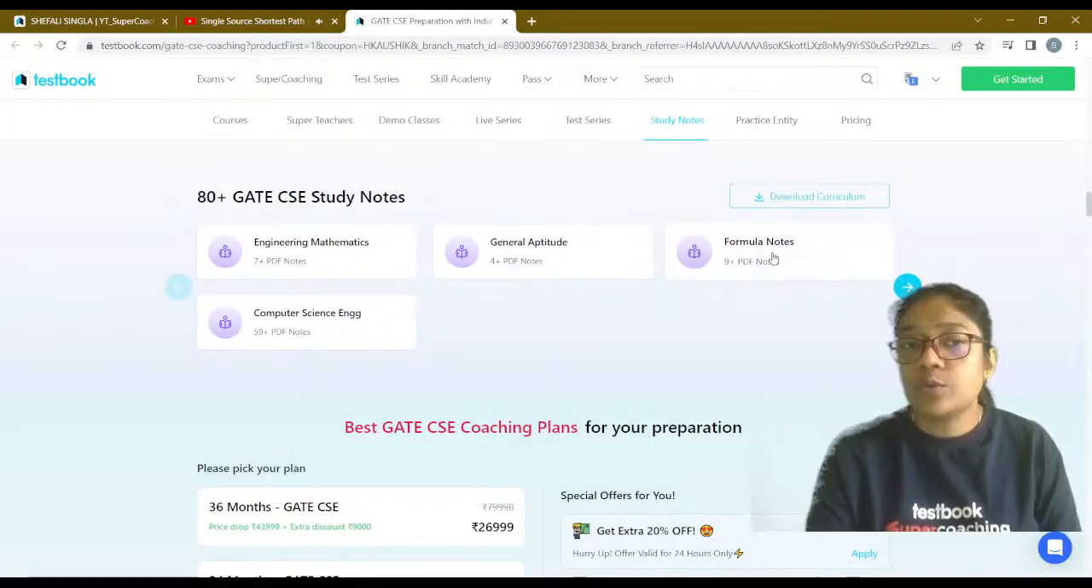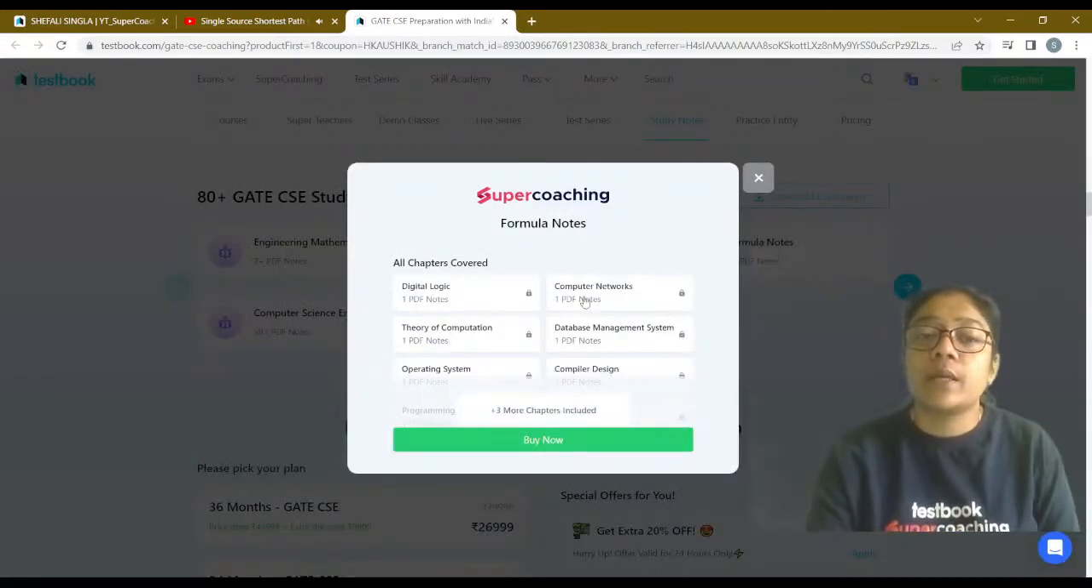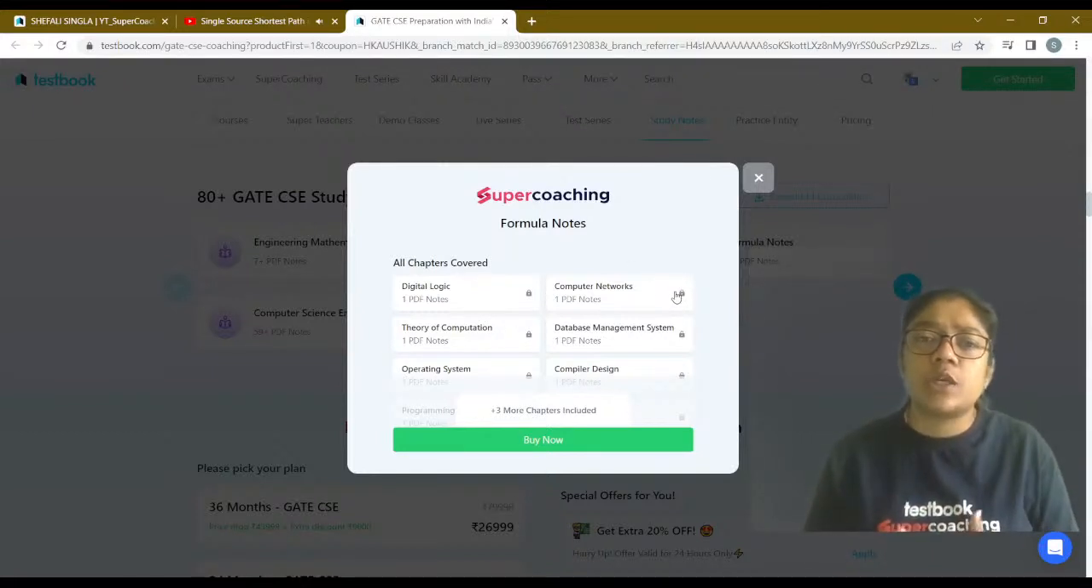The second category of notes is the formula notes, in which you will have only one PDF per subject, because one PDF is more than sufficient. It just contains the important set of formulas. Whatever formulas or important points you need from that particular subject will be there.